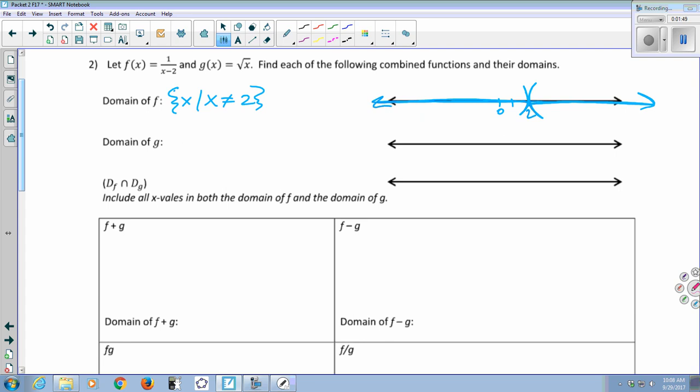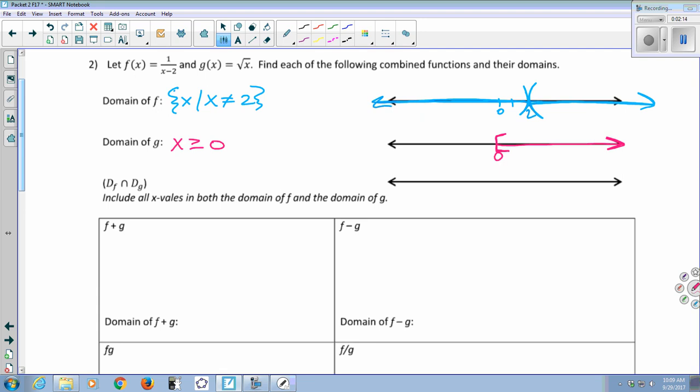The domain of g, well, that's a square root function. Anything under the square root needs to be positive or 0. So x has to be bigger than or equal to 0. If I were to graph this, I would have a 0 here, and I would put a square bracket on the 0 to include it and shade everything to the right for bigger than or equal to 0.